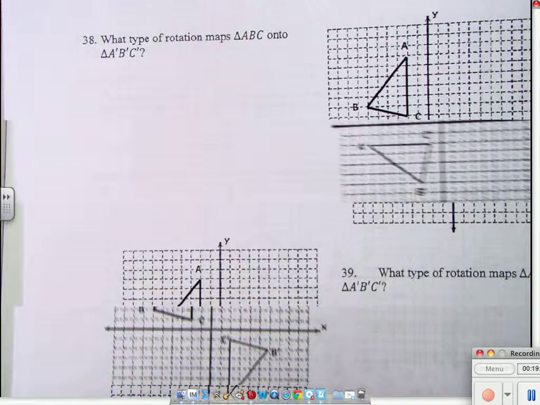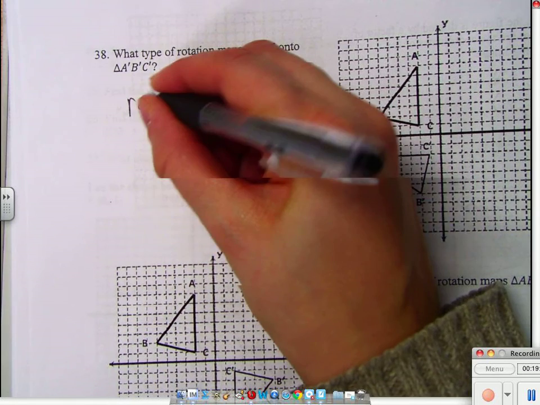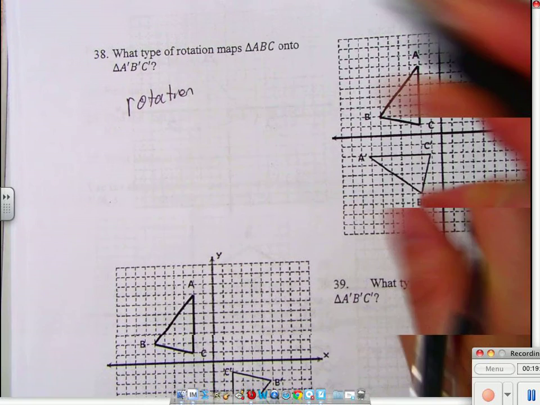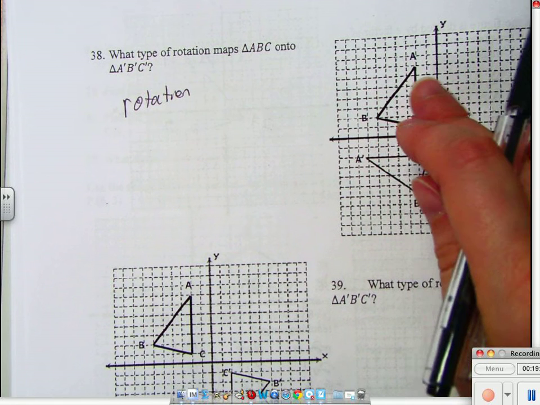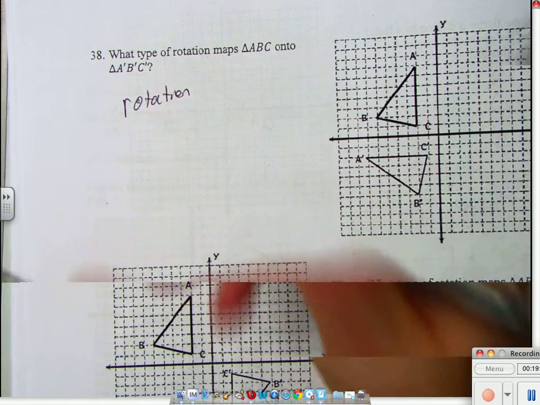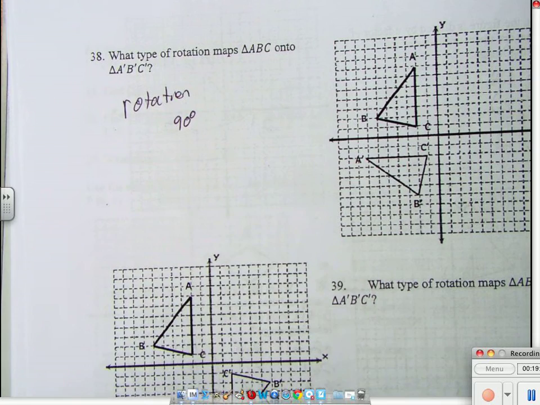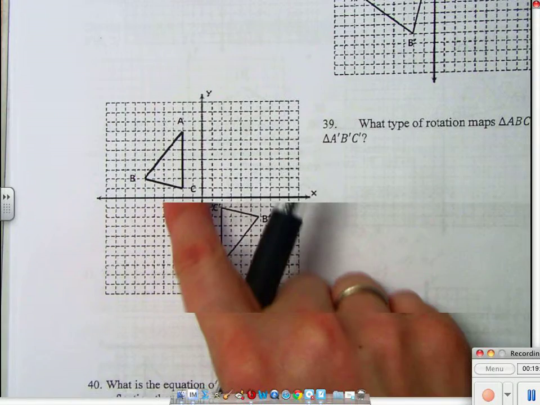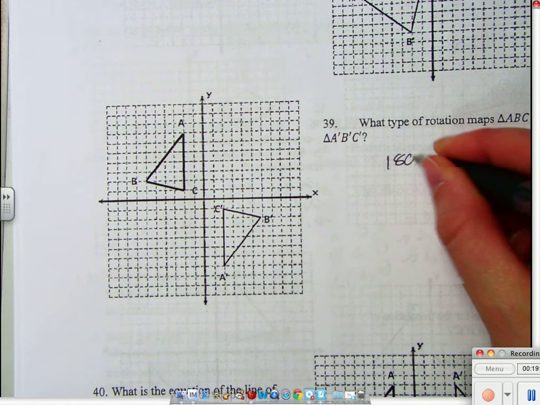What took place here, guys? Translation, rotation, reflection, dilation. Rotation by how much? 360 would be back in its exact place. 270, if you went clockwise, it went 270, but we're talking about counterclockwise. Yeah, it went 90. What'd you put negative? No, you would not put negative unless you're going clockwise. What type of rotation took place here? 180 degree rotation. What about for 40?